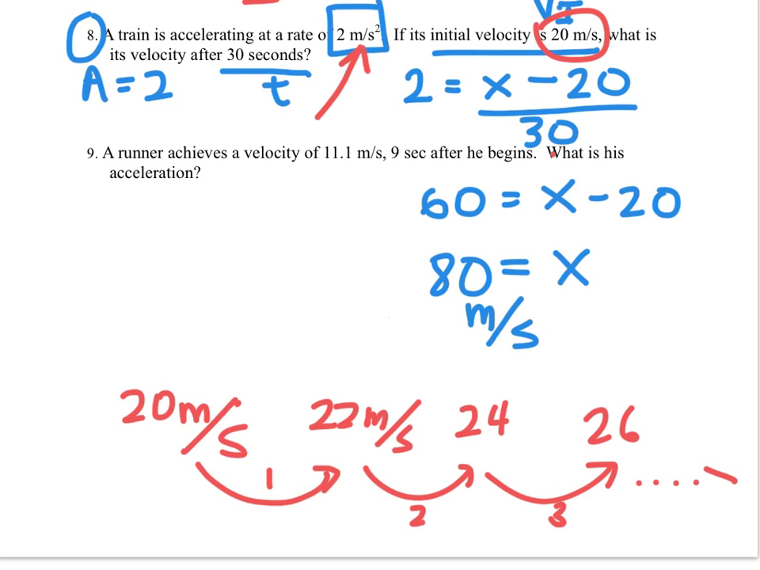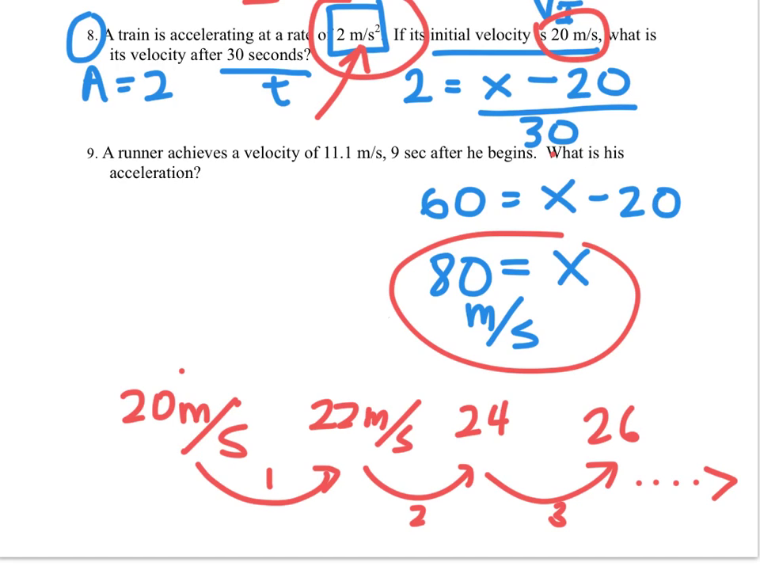And if we keep going, I don't have space nor the time to keep doing this, but you could do this on a scrap piece of paper next to you right now. If you continued this for 30 seconds, if you did this 30 times, you would end up getting 80 meters per second, which is our final velocity. So again, initial velocity is 20, and every second, its speed goes up by 2, because that's its acceleration.